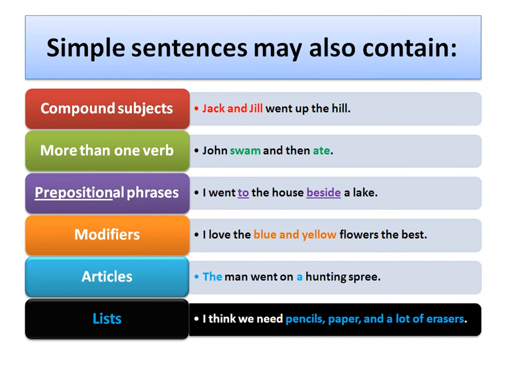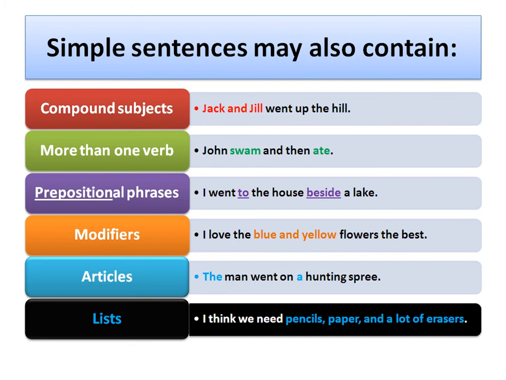You can also have prepositional phrases. Prepositions are little words that tell us the relationship between nouns. Things like to, for, over, under, beside, in. These are all prepositions. In this sentence, I went to the house beside a lake, there are two prepositions in purple. The phrases are a little bit bigger than the preposition itself. To the house and beside a lake are prepositional phrases. These can make a simple sentence quite long.